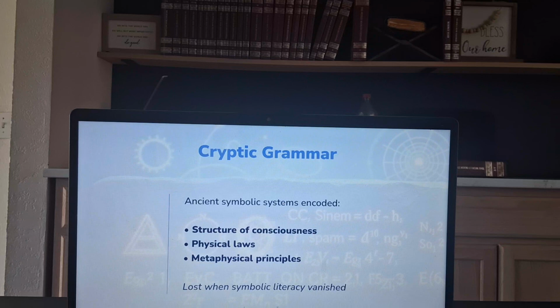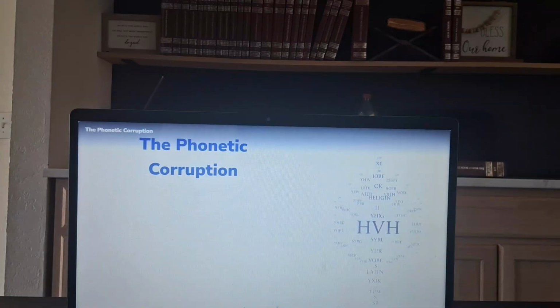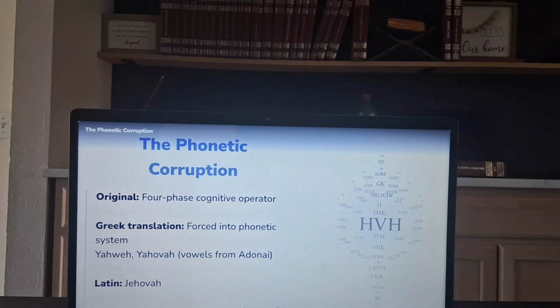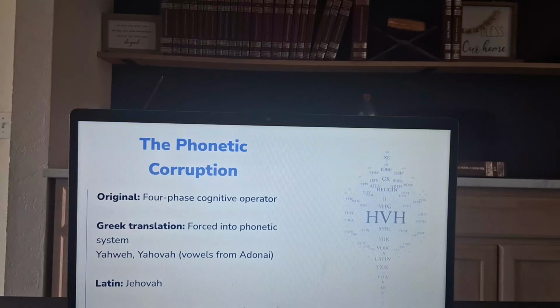This system, cryptic grammar, was lost when symbolic literacy disappeared. Sacred texts became opaque because readers no longer understood the functional meaning encoded in the characters. This is exactly what happened with YHVH. The original ideogram represented a four-phase cognitive operator, not a pronounceable name.